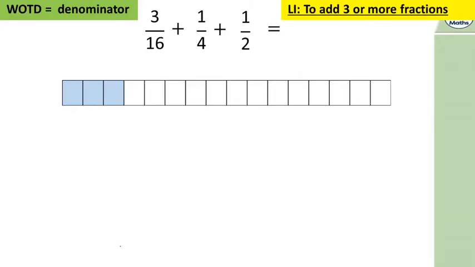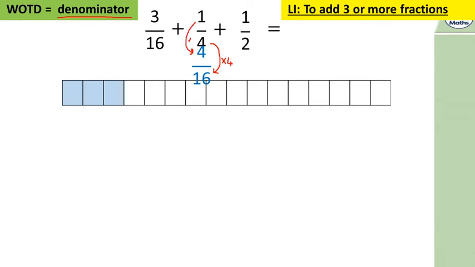So we're adding 3 fractions here. We have 3/16, add 1/4, add 1/2. So today's got to be a lot of making the denominators the same to find your answer. So here we have 3/16. We need to work out what 1/4 is in 16ths and what 1/2 is in 16ths. So 1/4 in 16ths is 4/16 because you multiply 4 by 4 to get 16. Whatever you do to the bottom, you do to the top.